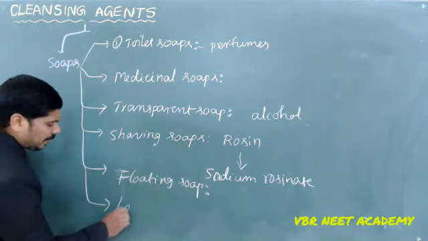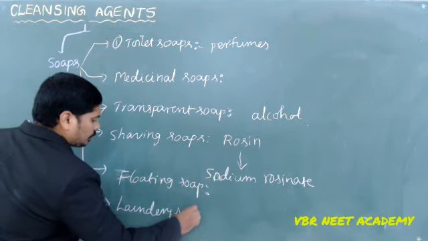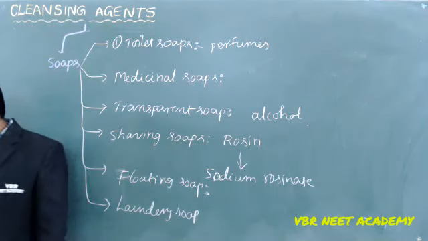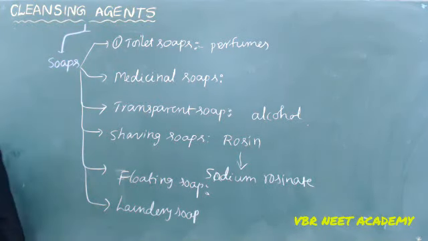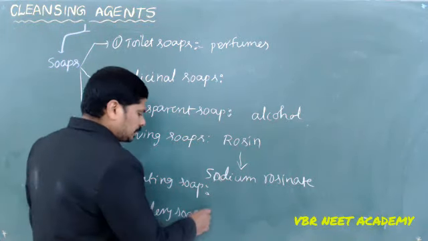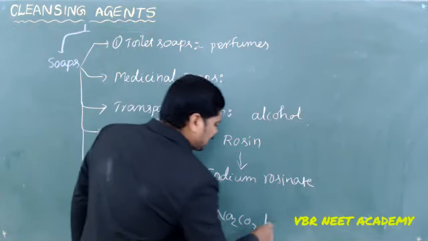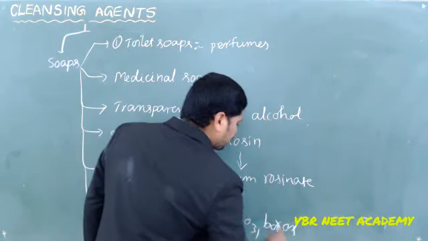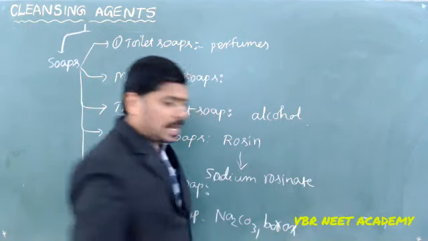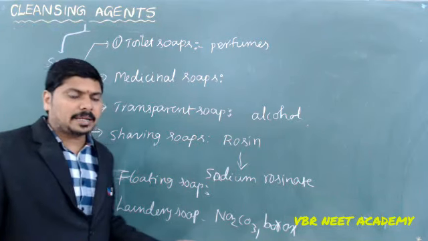And then we have laundry soap. How are we going to get laundry soaps? Laundry soaps are prepared by adding fillers like sodium carbonate, borax, and sodium rosinate. They are all added as fillers so that we get laundry soap.